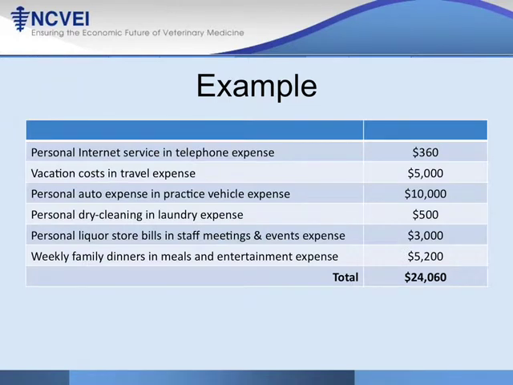Let me give you an example of the impact of practice perks. Let's say in this practice that the owner's personal internet service is included in the tax return as telephone expense, and that has a dollar value of $360. There's vacation costs that are included in the travel expense account of about $5,000. There's personal automobile expense that's included in the practice vehicle expense, and that's about $10,000. There's personal dry cleaning expense that's included in the business laundry expense account of about $500.